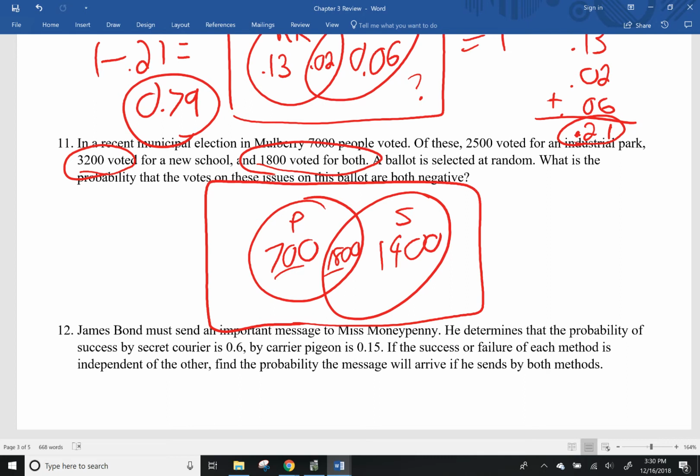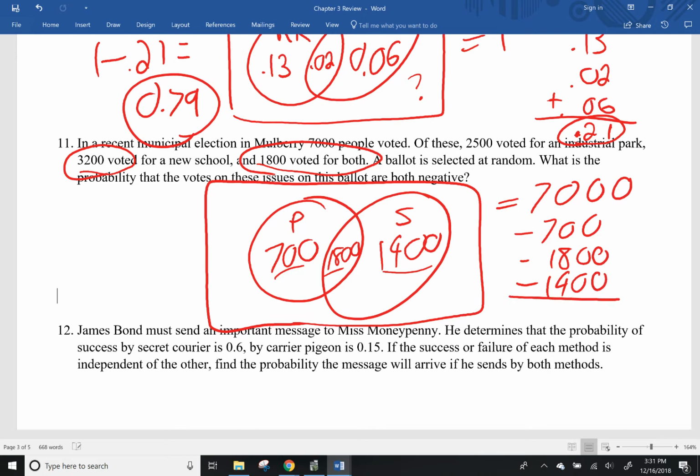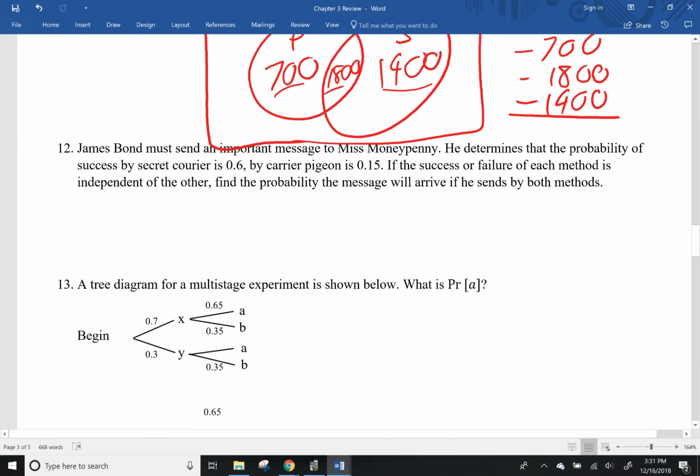And again, I know that 7,000 people voted in total. So if 7,000 people voted in total, I'm going to find the difference between that 7,000 and the people I've already counted here to figure out how many people didn't vote for either of these things. So when you subtract it, 7,000 minus 700 minus 1,800 and minus 1,400, we get our total of people that voted negative to both of these. People who voted for no park and no school. People who didn't want either of those things. I'll let you do the math on that, but yeah, moving on.